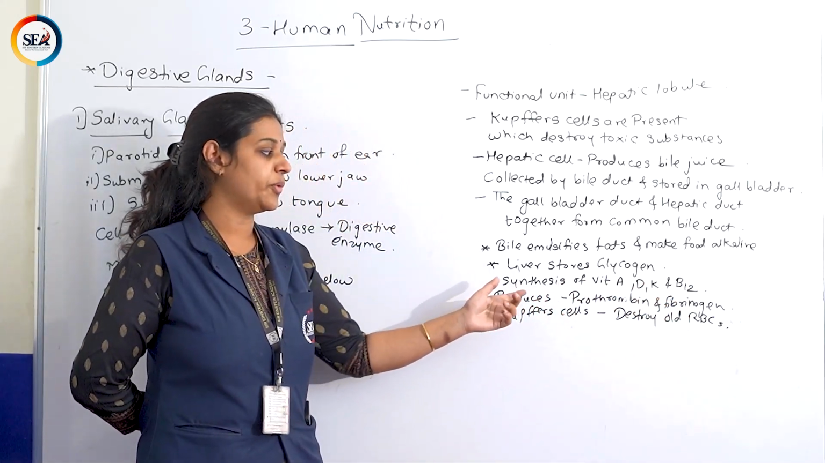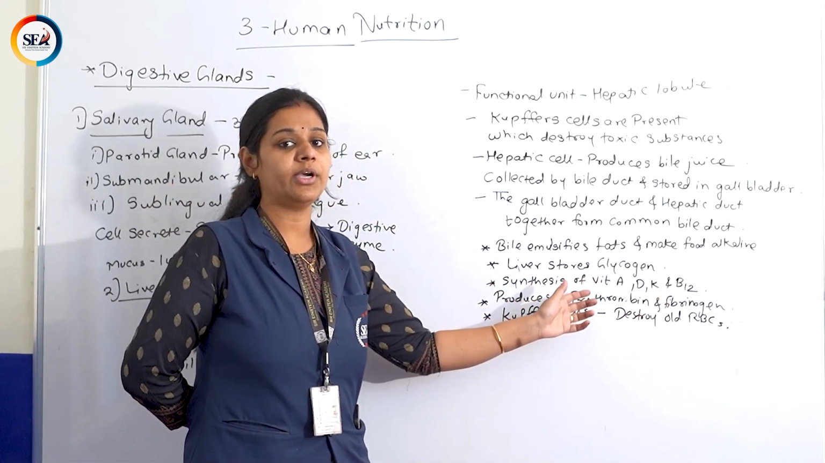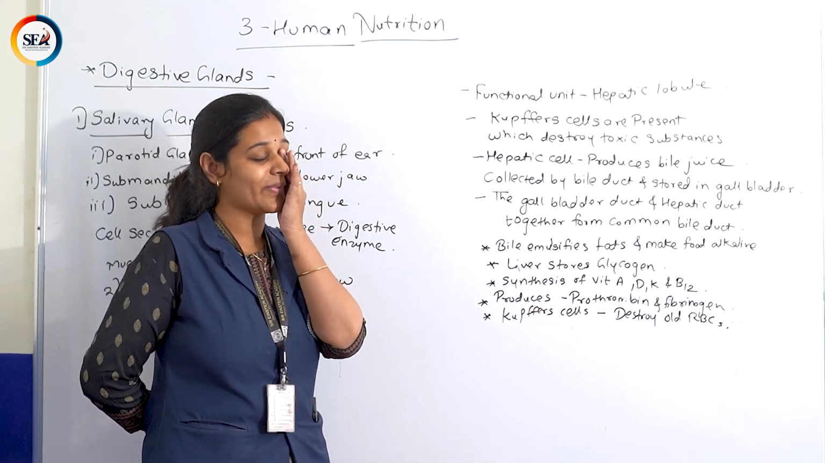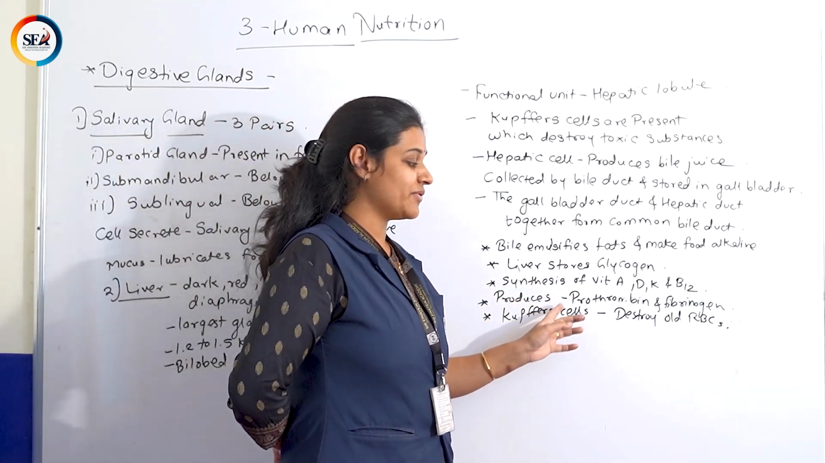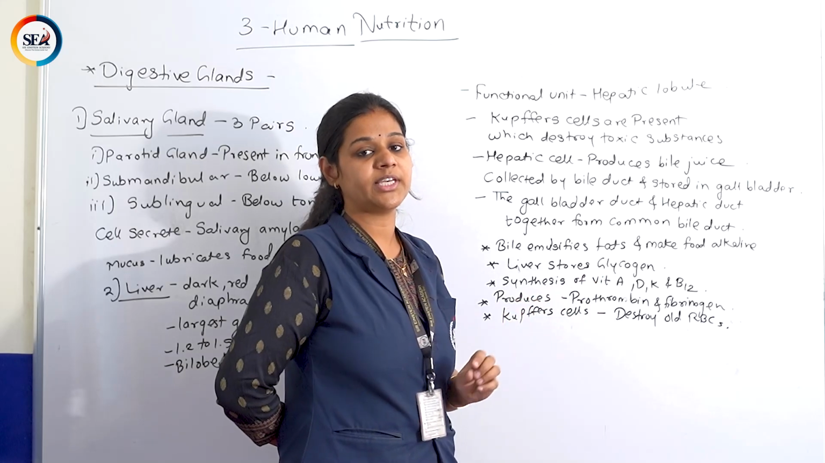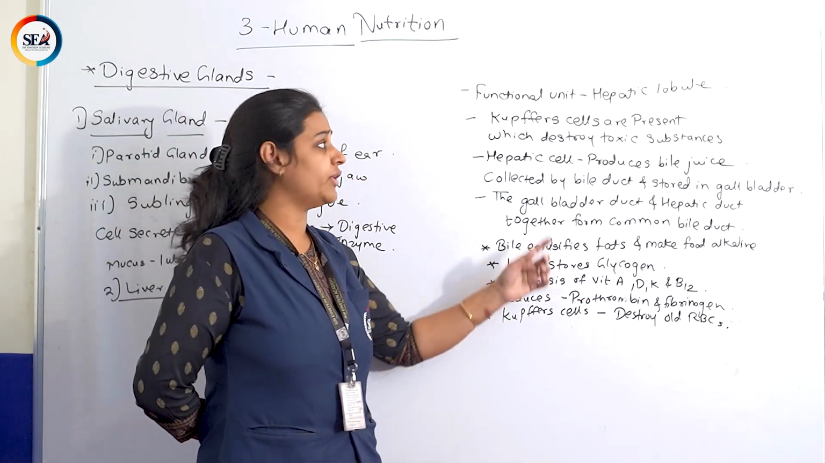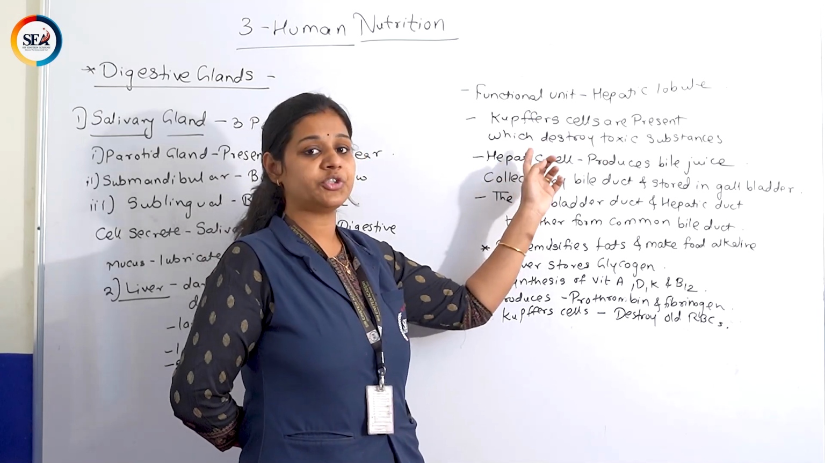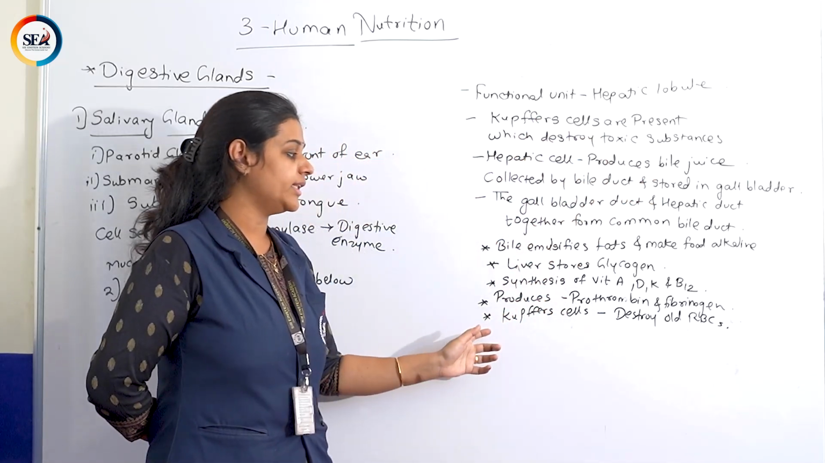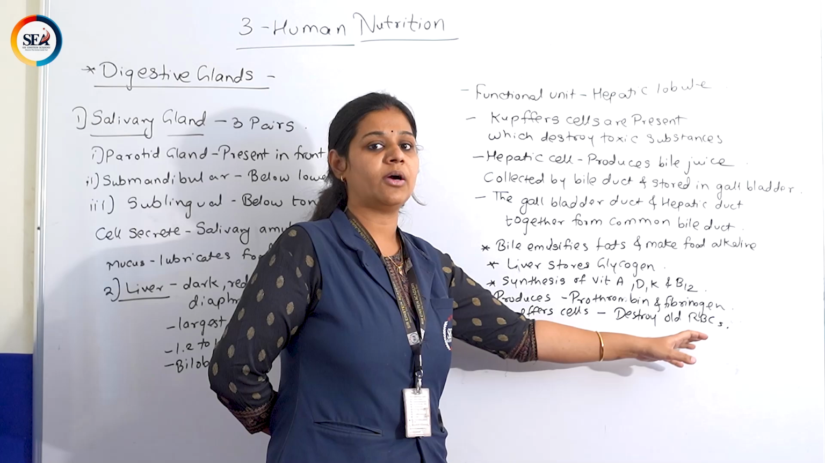Next, it produces prothrombin and fibrinogens which are important in the blood clotting function. Last, the Kupffer cells which we have already seen are present which destroy the toxic substances. Along with it, it also destroys the old and worn out RBCs.